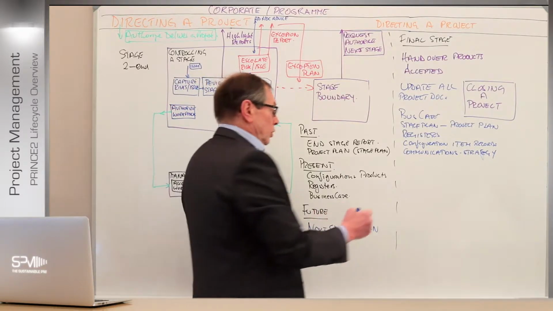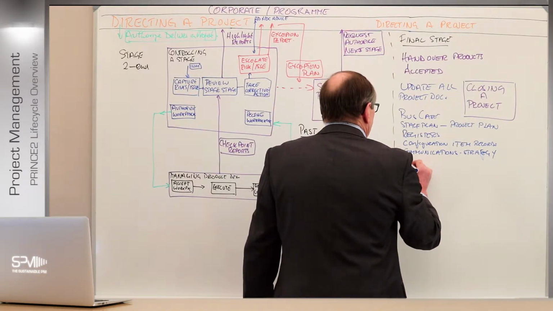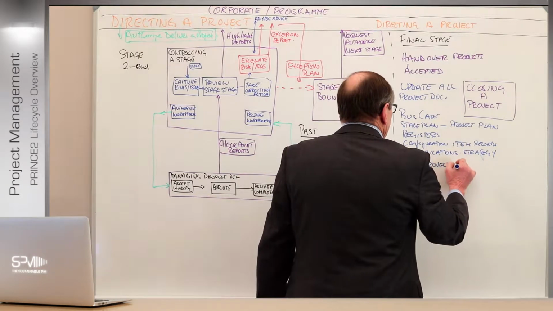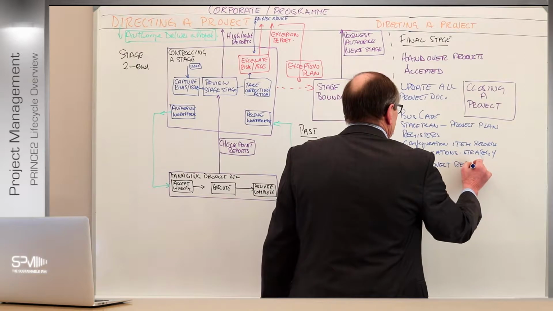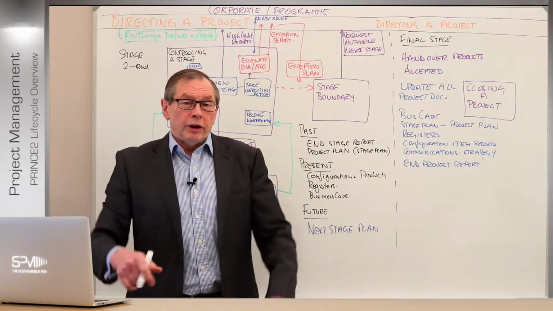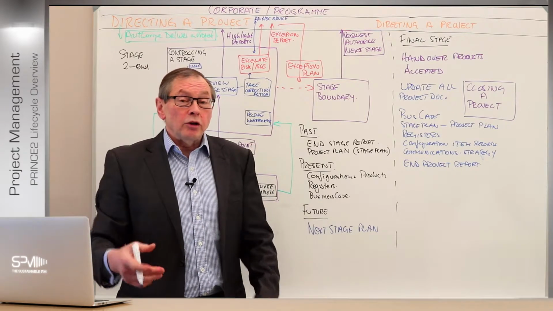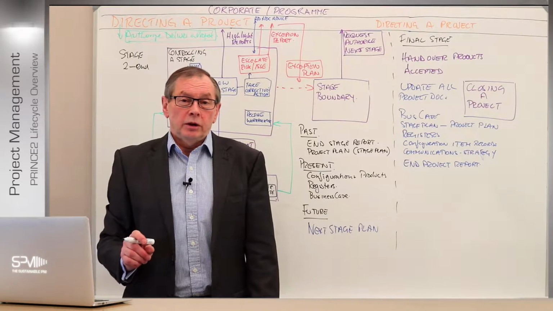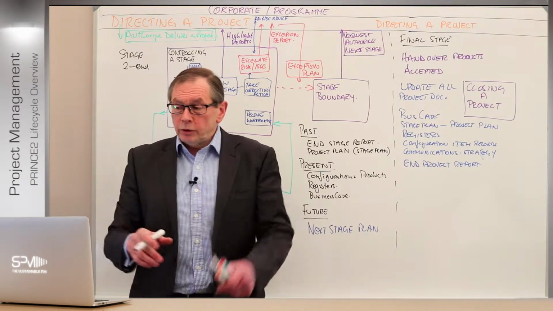Okay. And the other thing you need to do is to produce an end project report and advise the business that we've now closed. We're now ready to close. But the PM doesn't close the project. The board closed the project based on all that information. Okay. So we get to that point where that's what we're going to do.